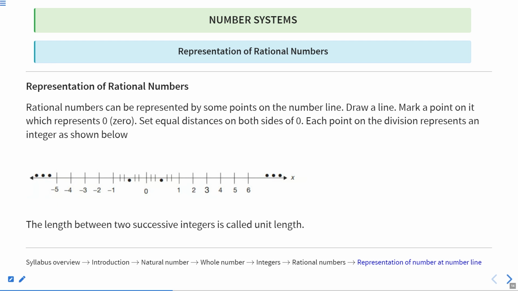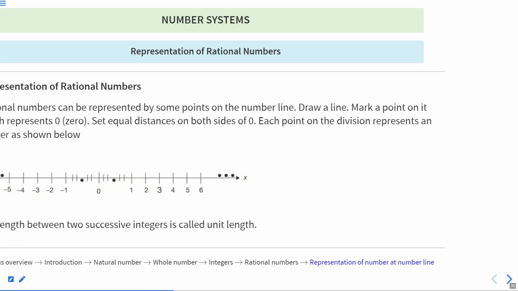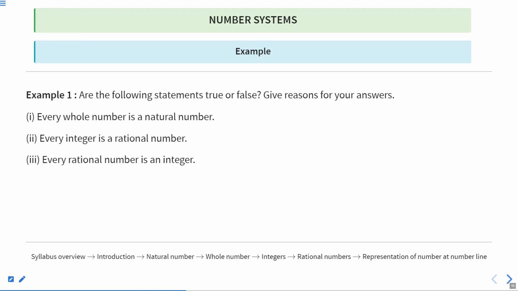They are equal length, and this length is called unit length. Here, if we take 1/2, this is a rational number, so you can place it between 0 and 1. Somewhere here we can place 1/2. Now let us move to an example.